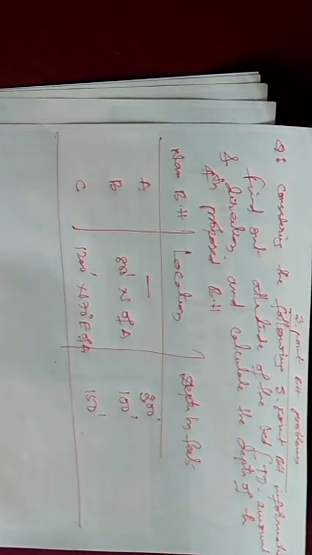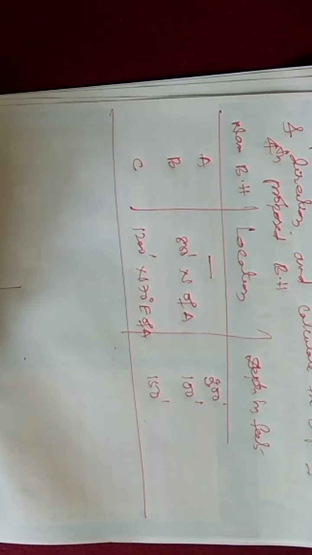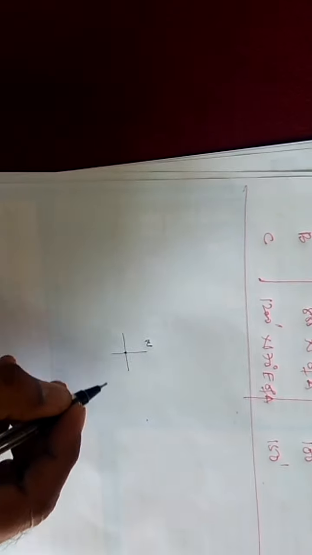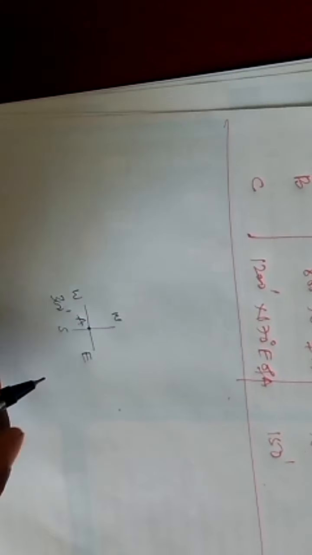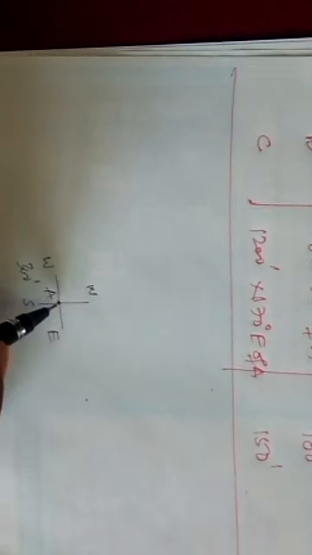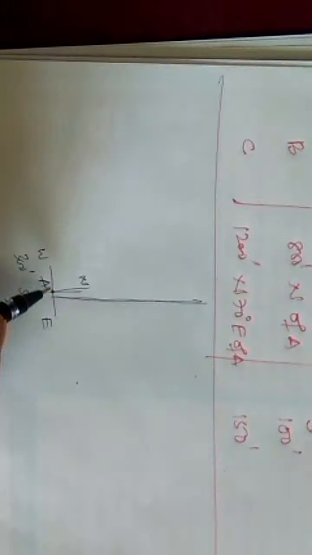And thereafter, what I require to do is try to draw the figure. First, you take any one point and fix the direction: north, south, east and west. First of all, you have to start the journey from A, because here the location is not given. You consider this is A and the depth is 300 feet. And from the next point, B is 800 feet north of A. It means from here you have to go towards the north direction like this.